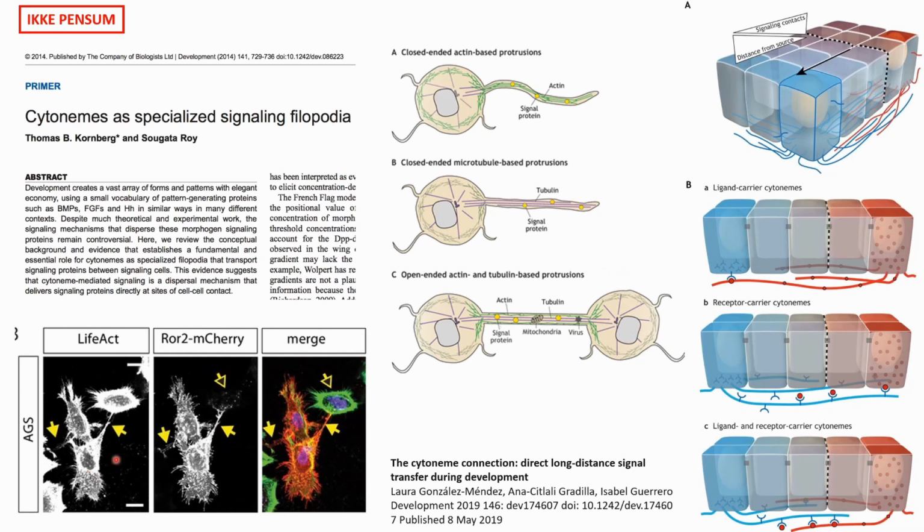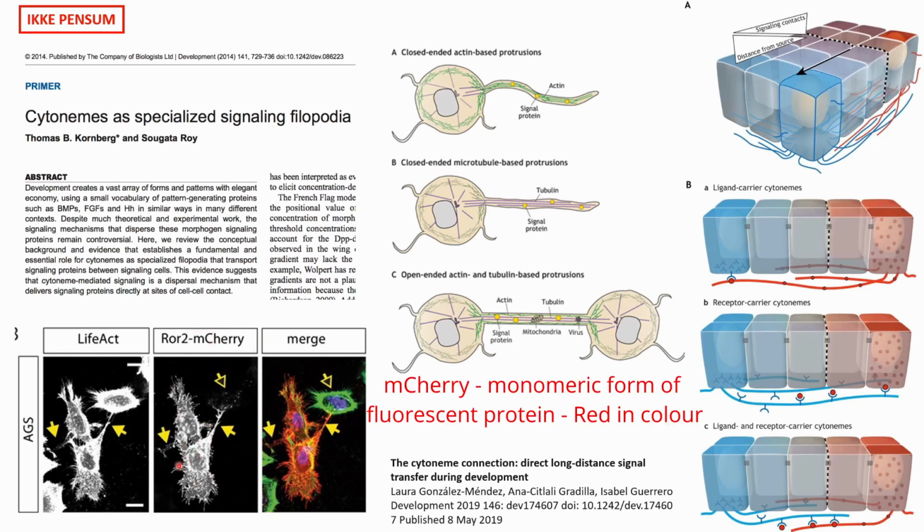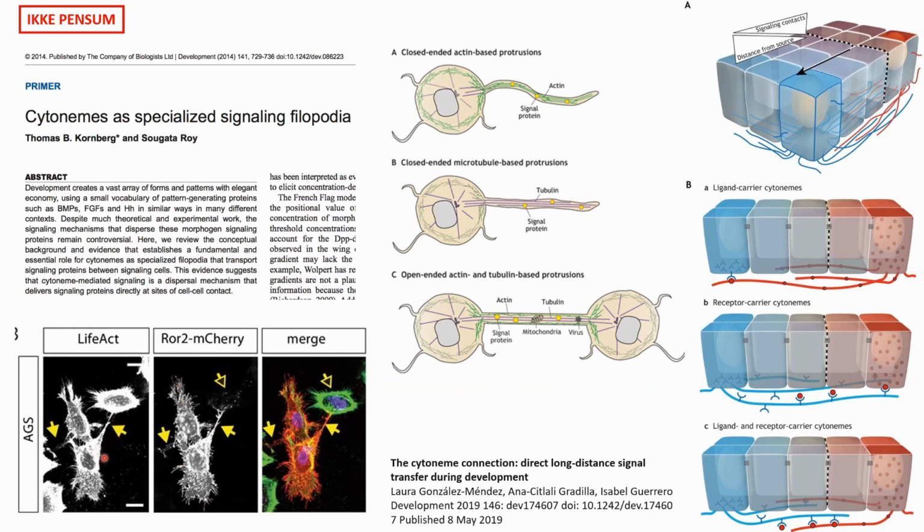Here in this picture, we can see they've used Life-Act, which is a stain. Remember, we mentioned these vital dyes that can stain living cells. Life-Act is one of them. It binds to actin inside the cell and fluoresces. And then they have cells that are also expressing an mCherry tagged protein to mark these cells. And what they see is that when a cell sends out a protrusion, the red cell sends out a protrusion and contacts the non-red cell, which we can see the green from the Life-Act here. We can actually see that it can pass some red protein directly to this cell. And this is kind of an open-ended actin-based protrusion.